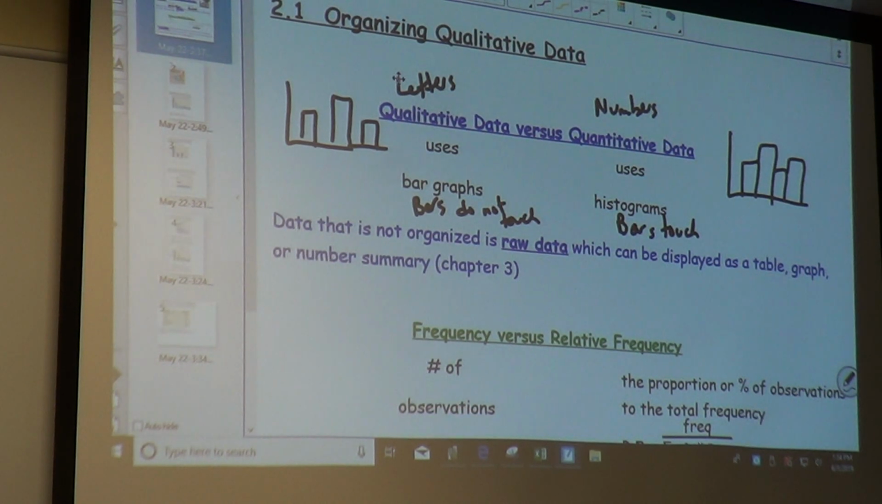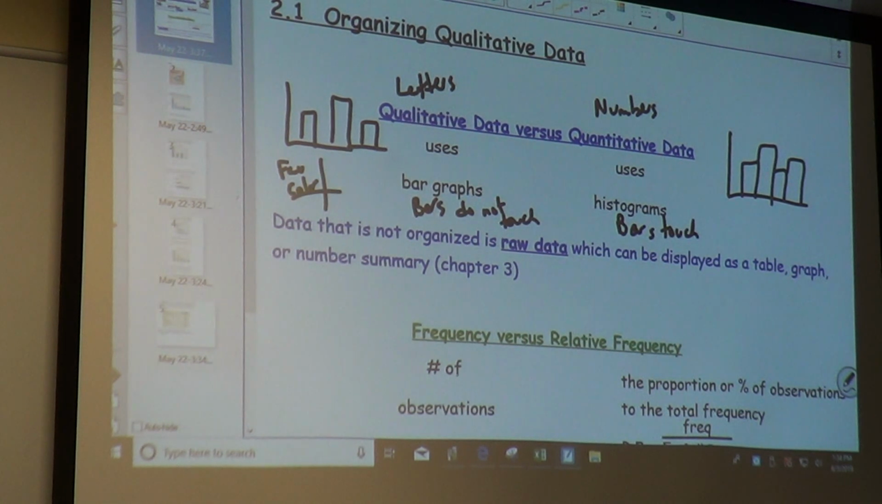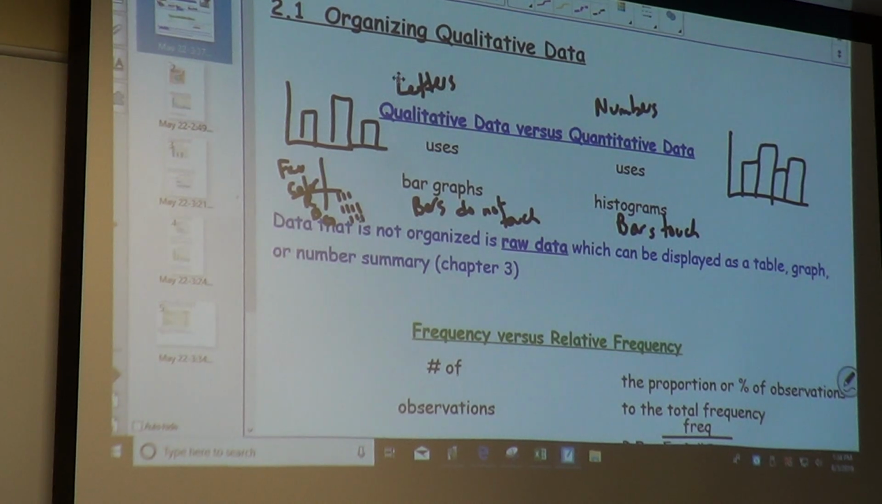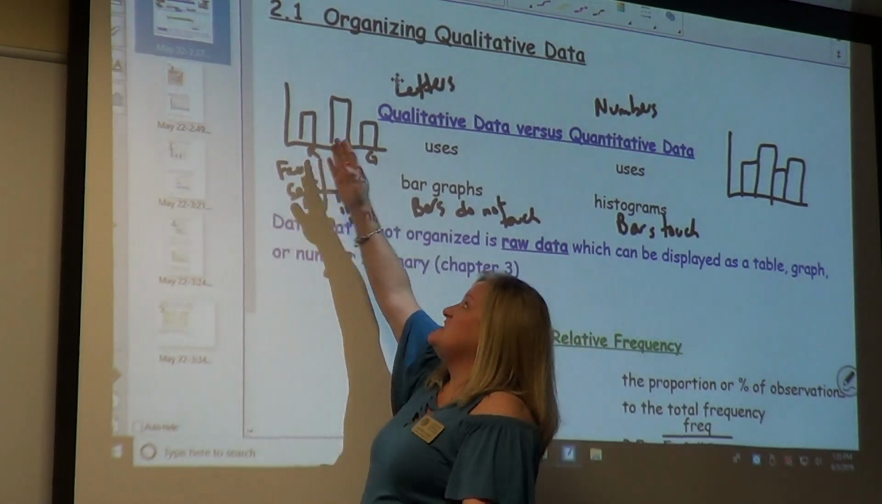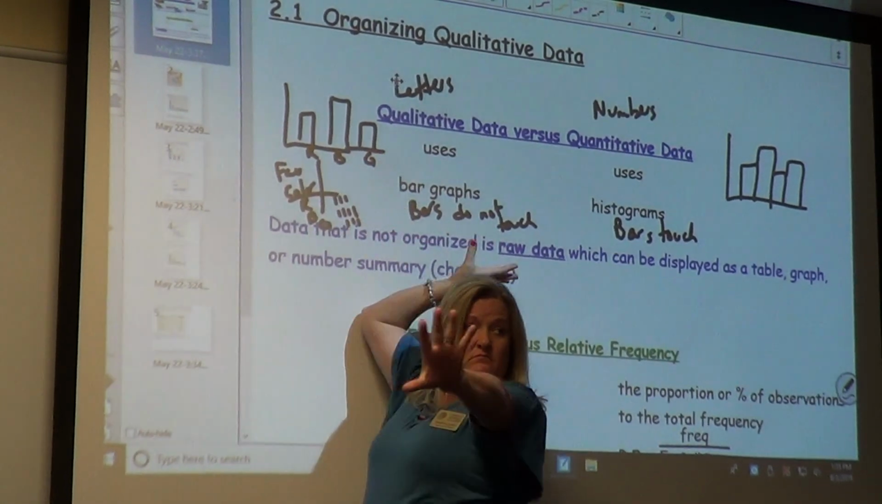So if we were back in elementary school and I said, let's go out at recess and let me ask you your favorite color. And we did red, blue, and green. And like 3 people said red, and 4 people said green, and 3 people said blue, or whatever. Then I would make a bar graph. This would be my red, this would be my blue, and this would be my green. And the reason they don't touch is because red has nothing to do with blue, has nothing to do with green. They're totally separate.